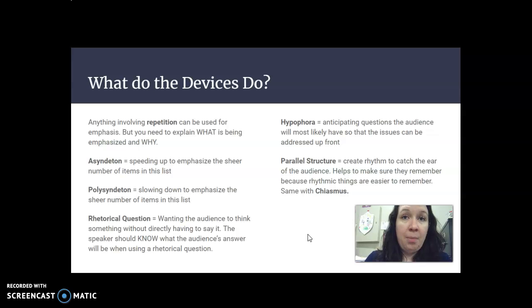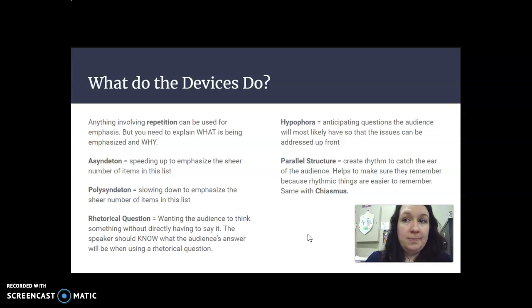Asyndeton and polysyndeton are very similar. Asyndeton speeds up a particular list of items in order to emphasize the sheer number of items in the list. Sometimes it will create urgency or an overwhelming feeling, and that's usually used to emphasize the sheer number of things. Polysyndeton wants the same effect, but it does it by slowing down the list instead.